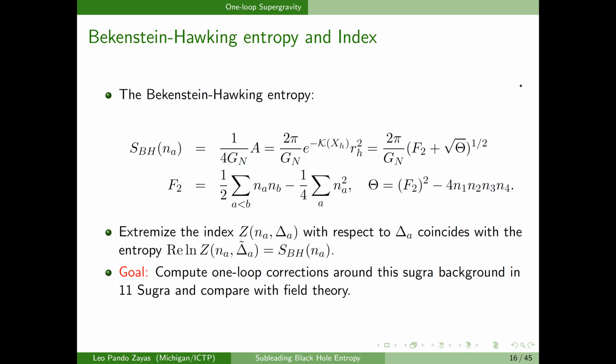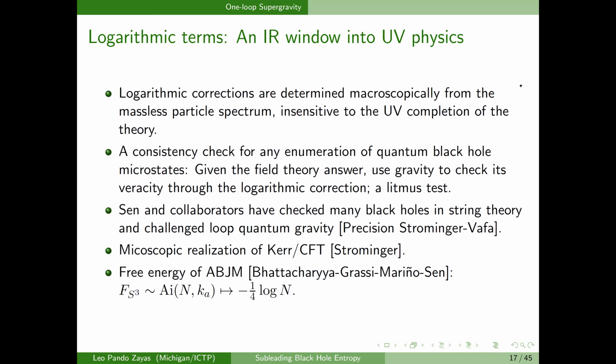I see. Okay, thanks. But anyway, so here's the entropy. You can see it's a very complicated combination of the magnetic charges, and this all is reproduced by extremizing the index. So again, I restate my goal: to compute these one-loop corrections around this supergravity background in 11-dimensional supergravity. All right, so this is a phrase that I really like, and this phrase was introduced by Ashoke Sen, an IR window into UV physics.